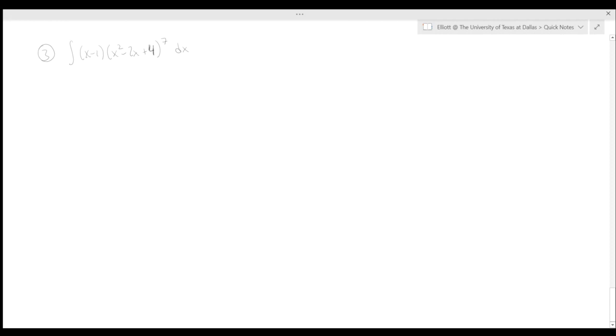All right. So yeah, we'll do u substitution on this one. For our choice of u, here it'll be easiest if we choose u to be x squared minus 2x plus 4. So that's going to have the effect of giving us u to a power of 7 in the integral. So it greatly simplifies what we have over here.